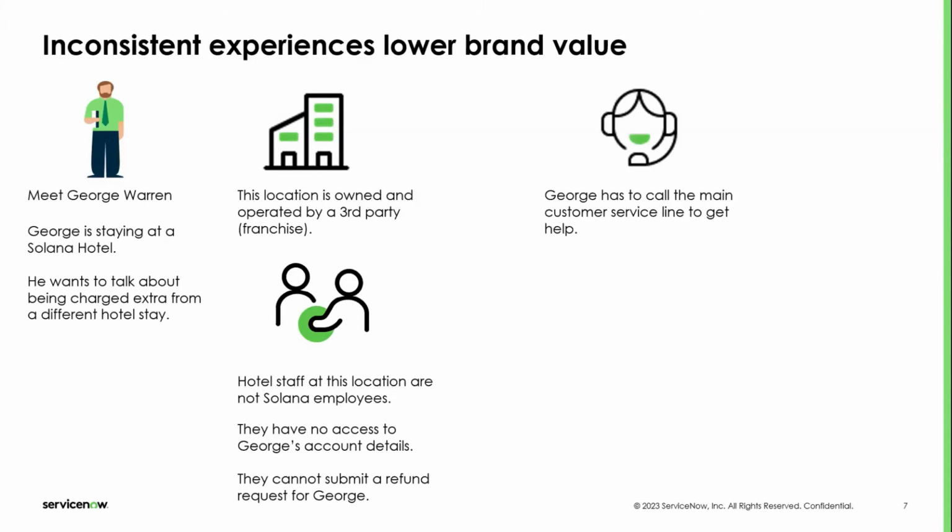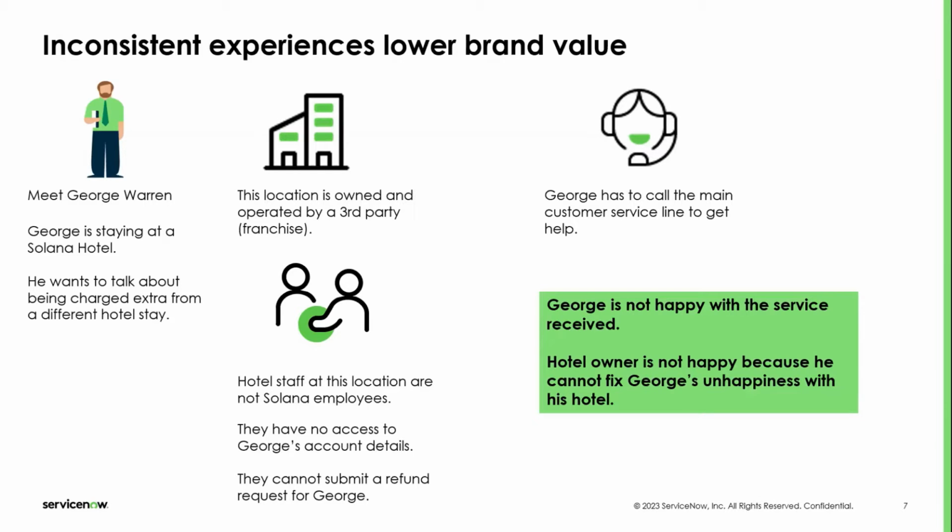So what they tell George is, hey, you need to call the main customer service line and they are going to help you. Now, what's happening here with George? He's just thinking, why can't you help me? So he is not happy with what's happening at this location. And the hotel owner is also not happy because George is unhappy with this location not being able to help. But the reality is they can't fix George's issue because they don't have a choice. They don't have the capacity.